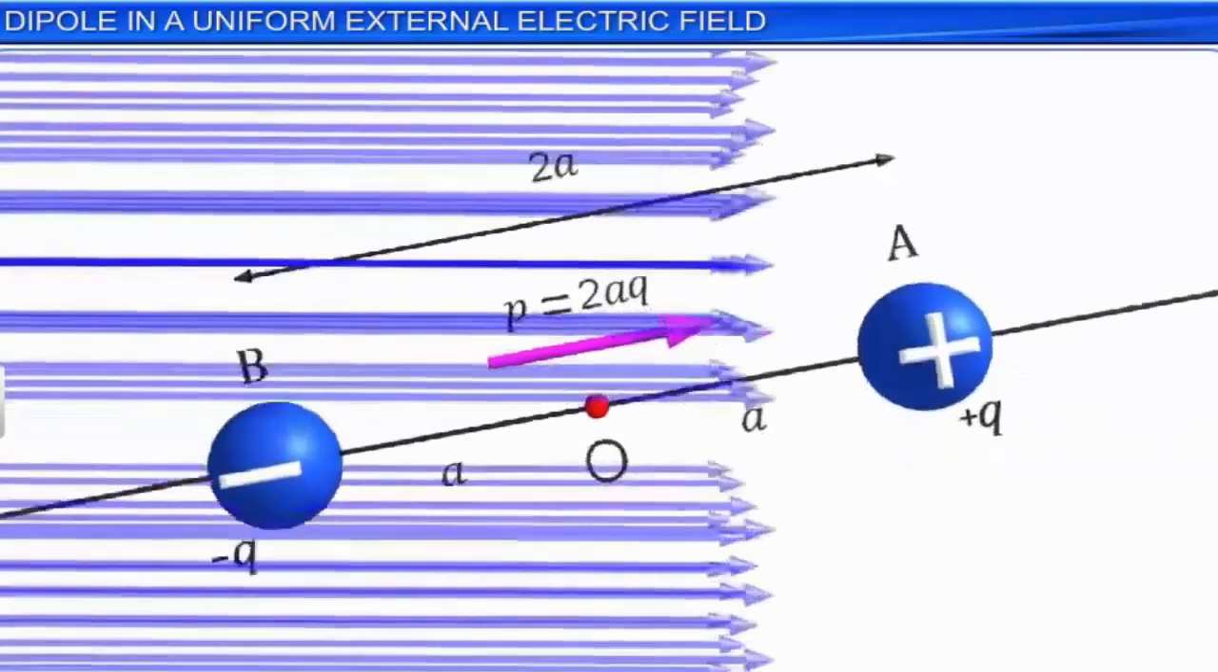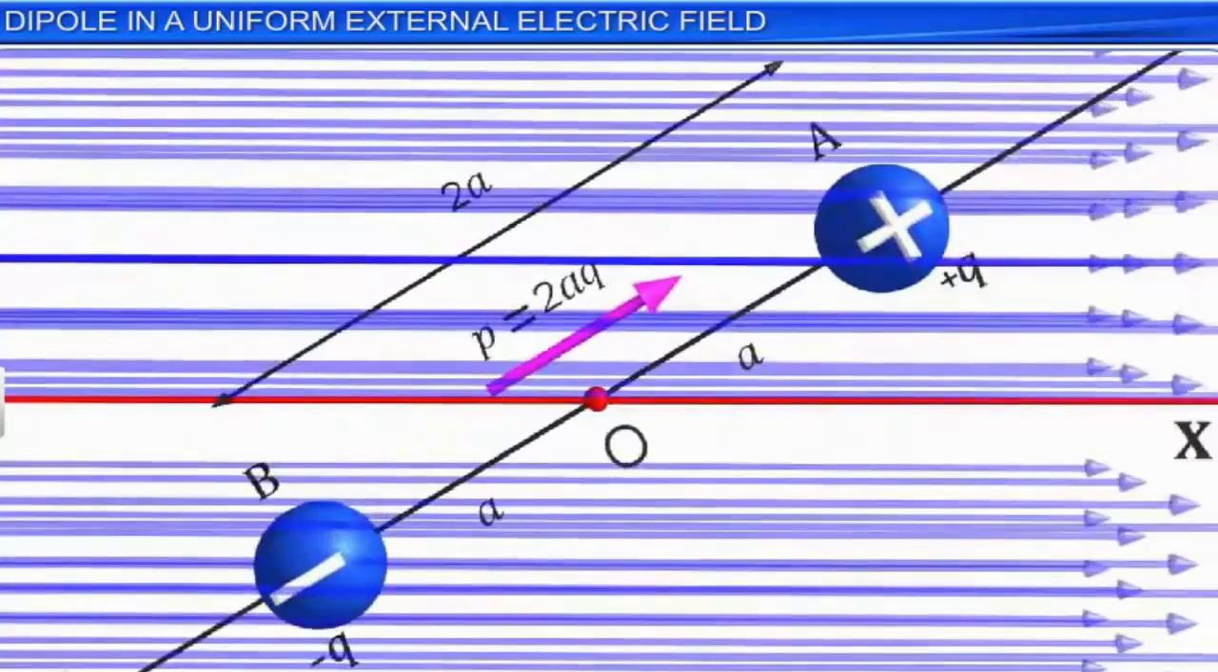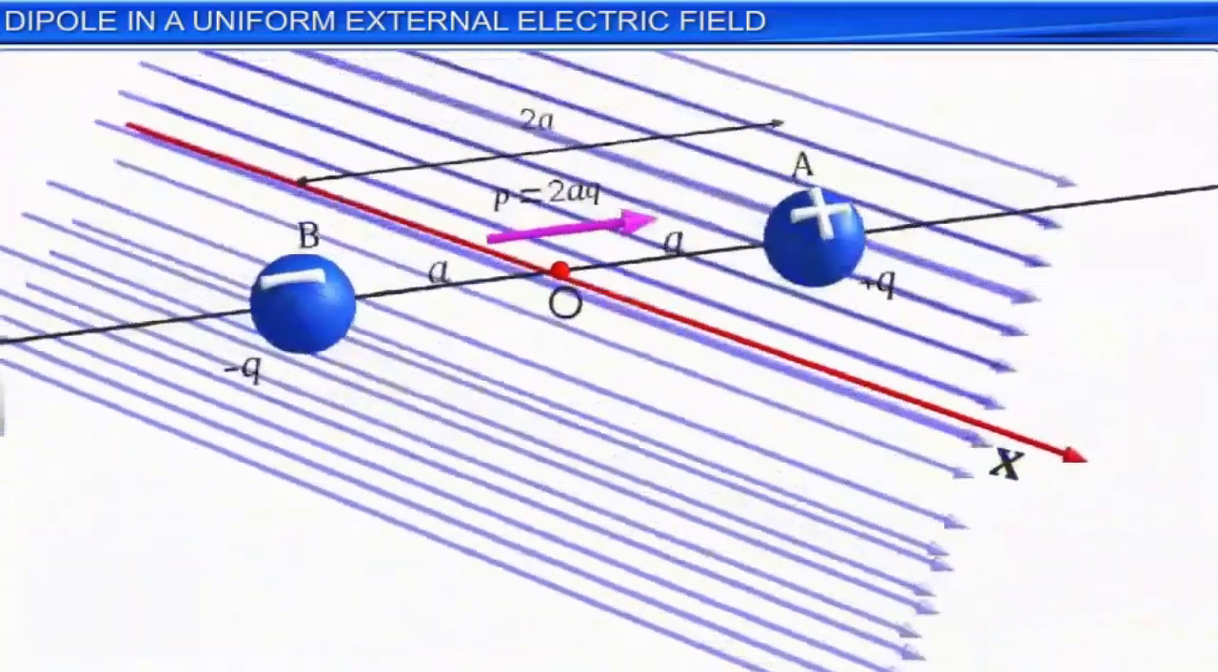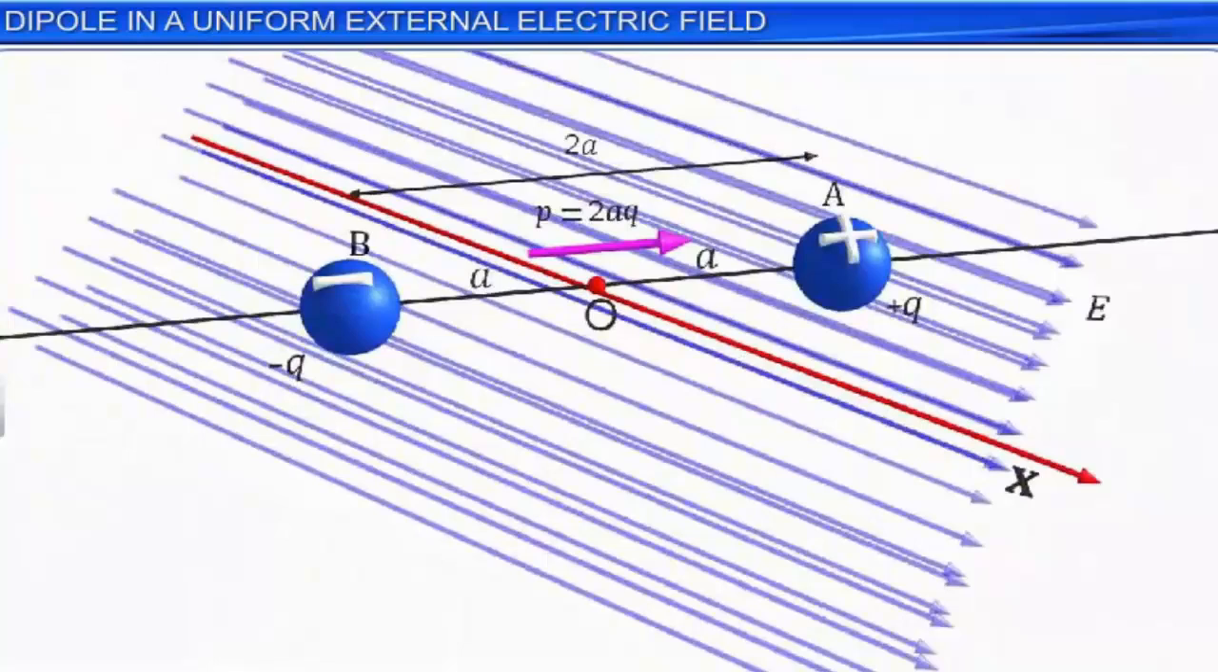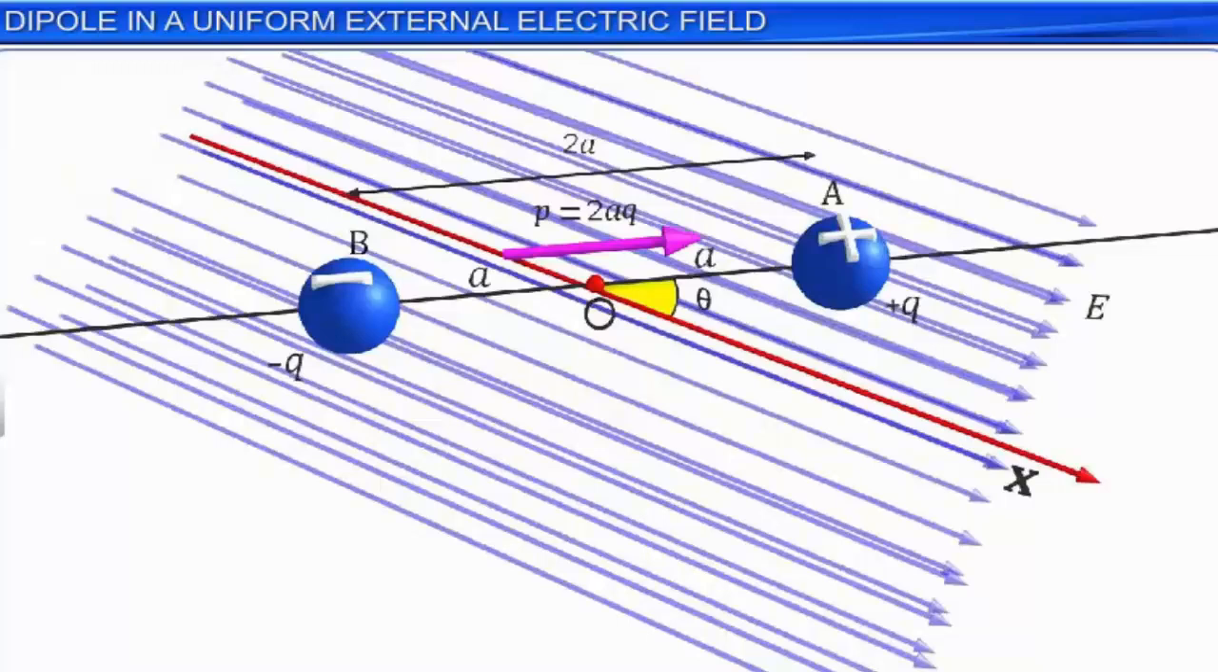Let the electric dipole be placed in a uniform external electric field of strength E, with its axis AB making an angle theta with the direction of the external electric field. Now, the charge plus q of the dipole experiences a force F equal to qE in the direction of the external electric field, and the charge minus q experiences a force F equal to qE in the opposite direction.